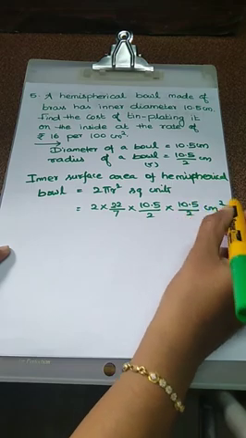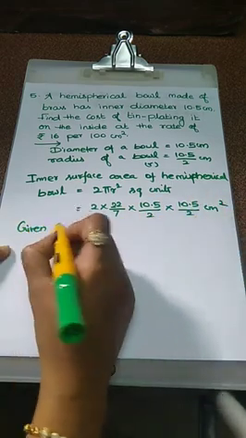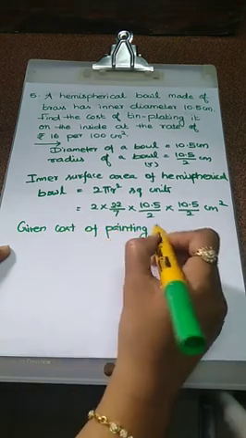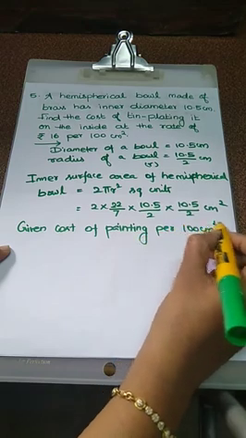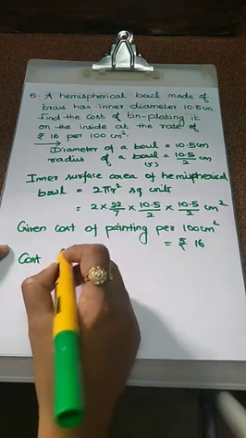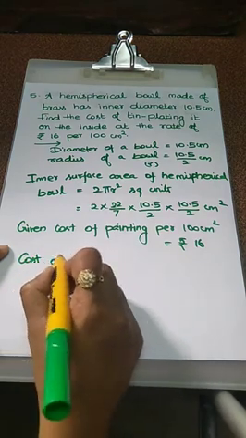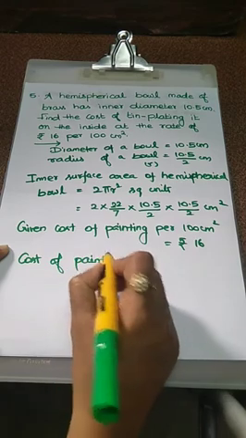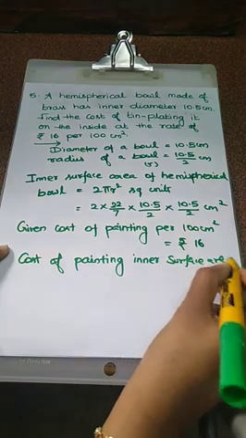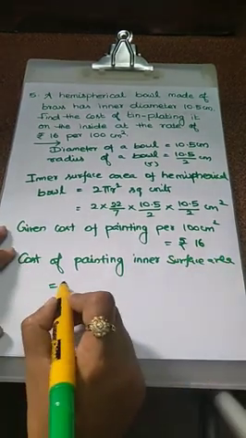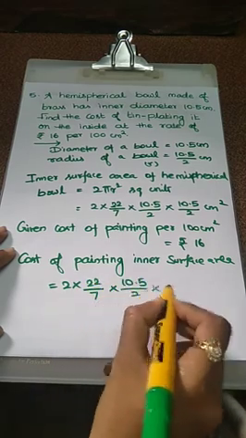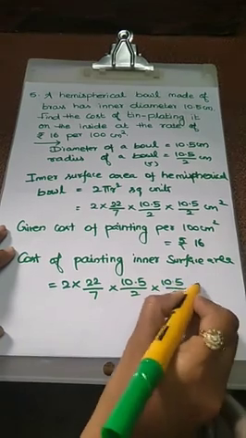Centimeter square. Another value is given, cost of painting per 100 centimeter square, that is rupees 16. So easily we calculate the cost of the total surface area value. Cost of painting inner surface area is equal to 2 into 22 by 7 into 10.5 by 2 into 10.5 by 2 into 16.